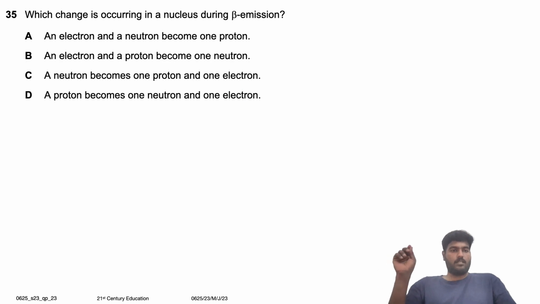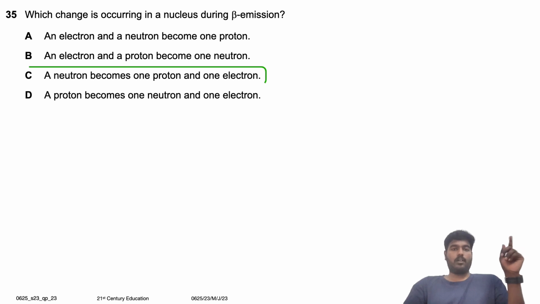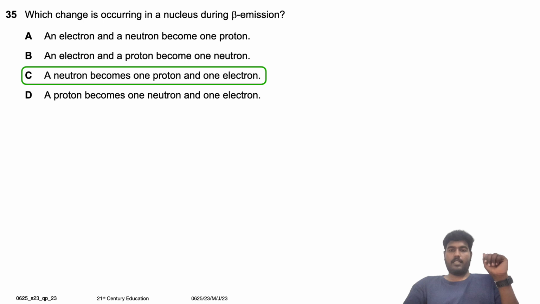Which change is occurring in a nucleus during beta emission? We know what beta emission is. A neutron is neutral and it gives out one electron. So what will be remaining there? A positive proton. So a neutron becomes one proton and one electron. That's why the nucleon number does not change for beta decay. Only the proton number increases by 1. Nice.